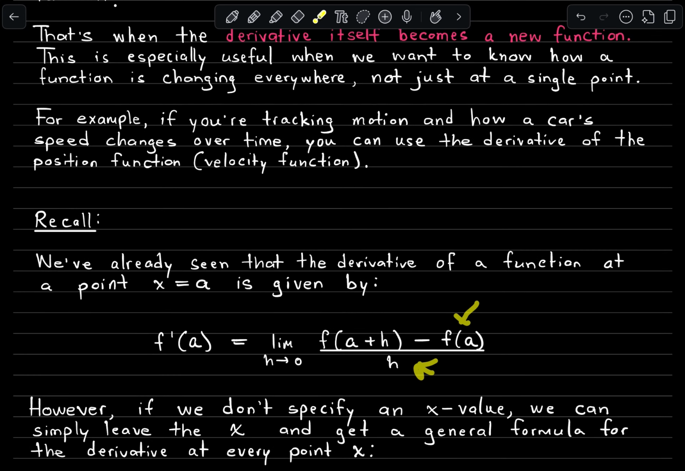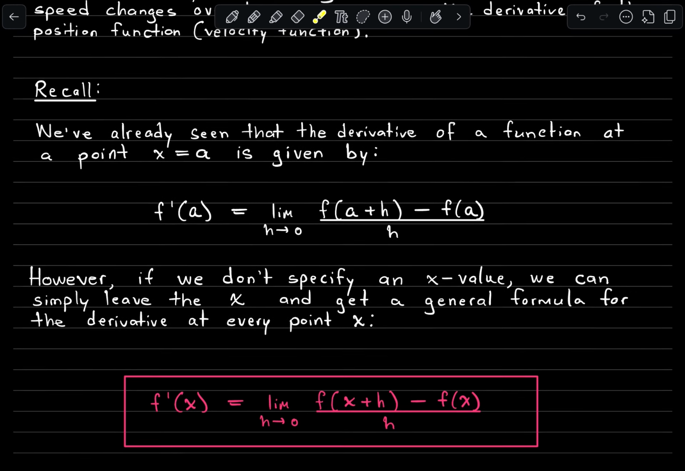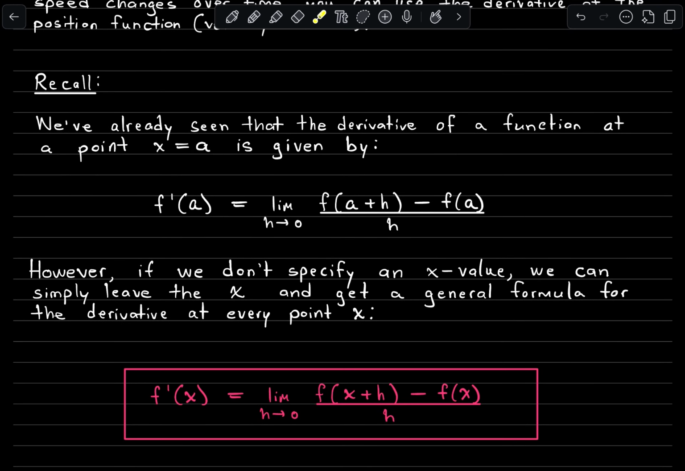However, if we don't specify an x value, we can simply leave the x in there and get a general formula for the derivative at every point x. Okay, and that's going to look much the same, but instead of an a, we've got x's everywhere. And we're going to leave that as a variable and simplify around it.